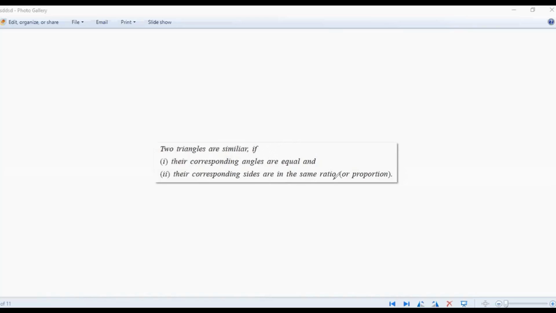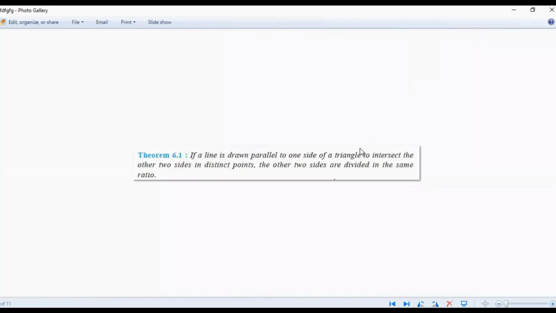Triangles. In the last video, we discussed the definition of similar triangles. Two triangles are similar if their corresponding angles are equal and their corresponding sides are in the same ratio. In this video, we will discuss one of the important theorems in this chapter, called the basic proportionality theorem. The theorem states like this.